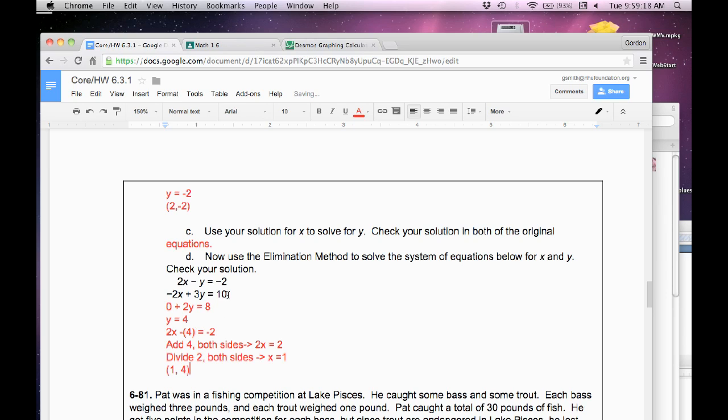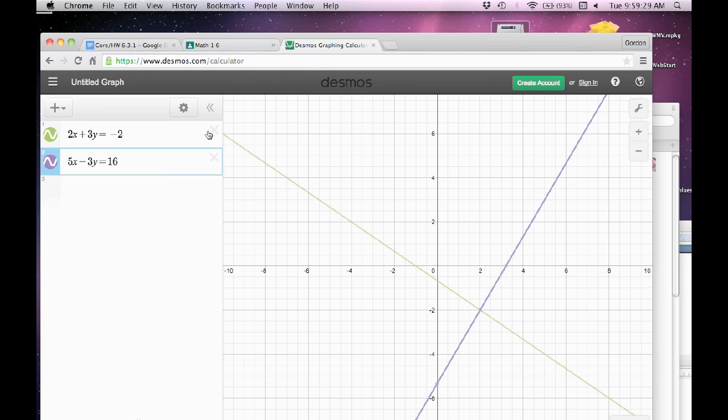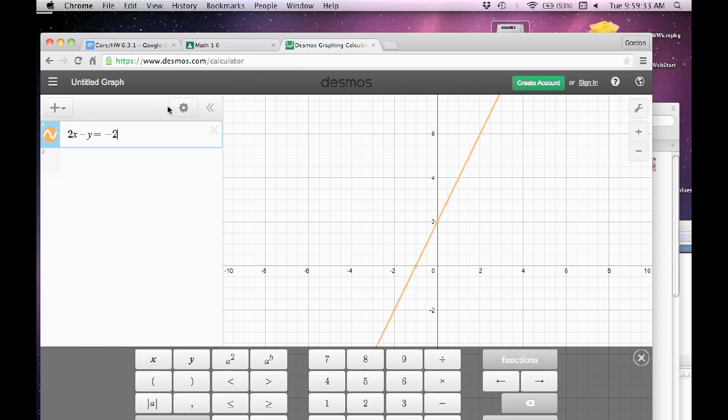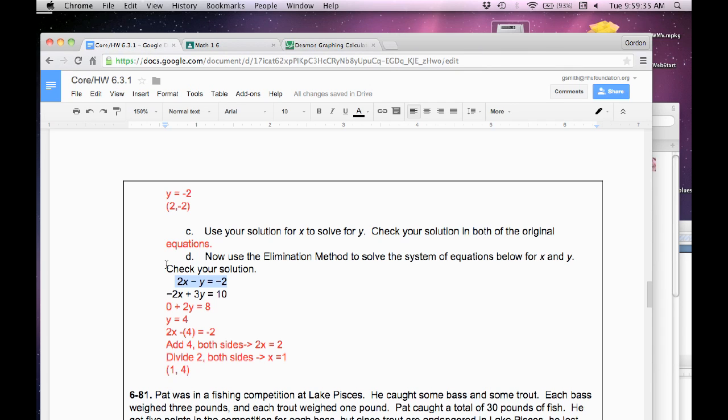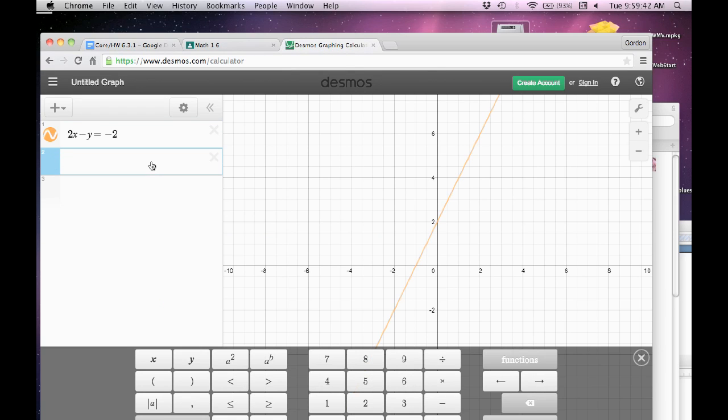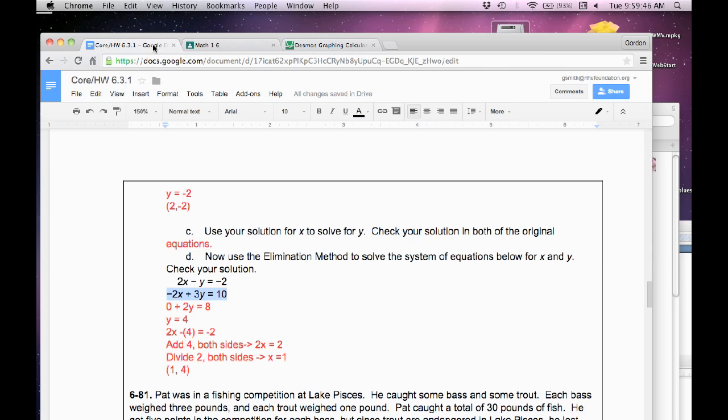Okay, so this system should cross at 1 comma 4. So let's try it out. I'm going to put this one into Desmos. And yeah, elimination is really easy, especially on the ones where you don't have to multiply. It's a very cool way of doing it, but it's not always available. All right, but here we're crossing at 1 comma 4, and it's exactly what we said, so it worked.